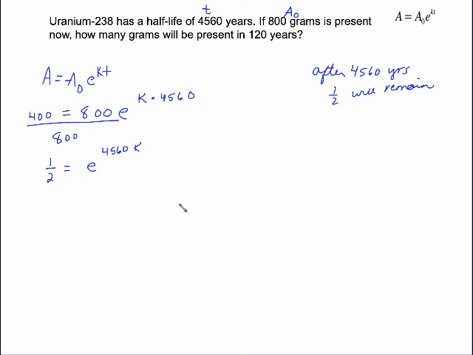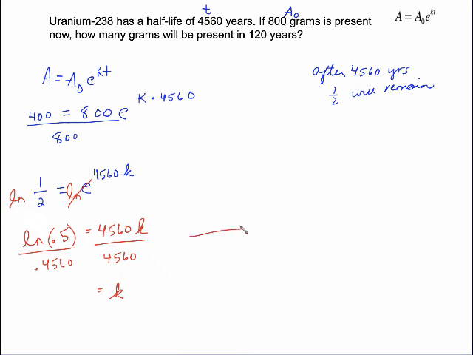So we will solve like we did on the last one and take the natural log of both sides. I'm going to go ahead and write a half as 0.5, just be easier in the calculator. And then ln E cancels out, gives me 4560 times K. To solve for K, divide both sides by 4,560, and that is my K value. So plugging this into the calculator, ln 0.5 divided by 4560.